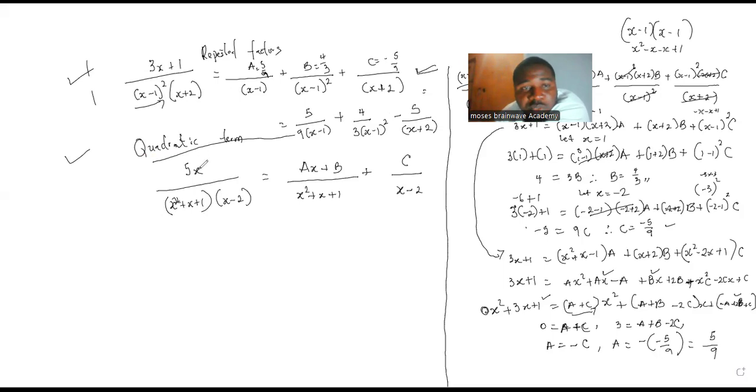All you need to do is multiply this by this term, multiply individually by this term, then expand everything, and you are good to go. Now, let's see if we can do it at the end of this video.